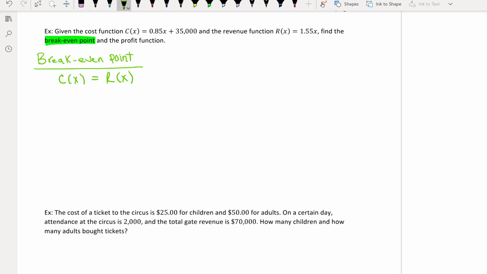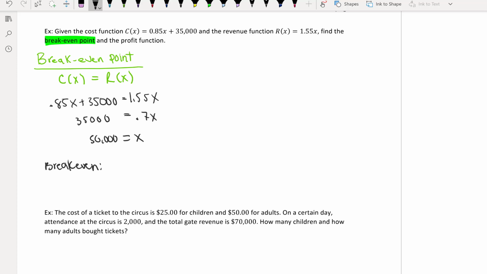So the cost function that I have is 0.85x plus that 35,000, equal to my revenue function, which is that 1.55x. So now I'm going to subtract that 0.85x from 1.55x, and I would get a 0.7x. Now, if I were to divide both sides by 0.7, I would get 50,000. So break even would be making 50,000.